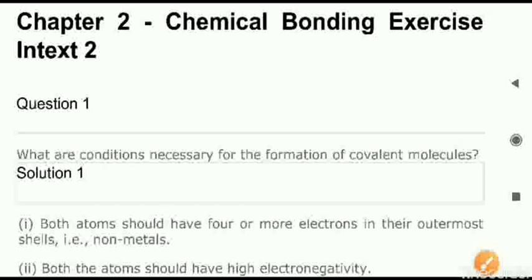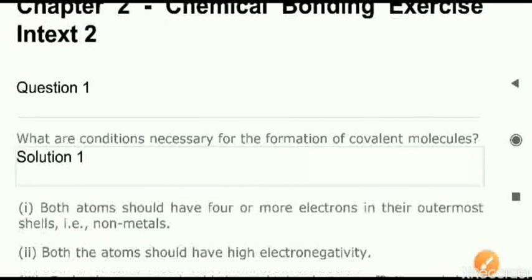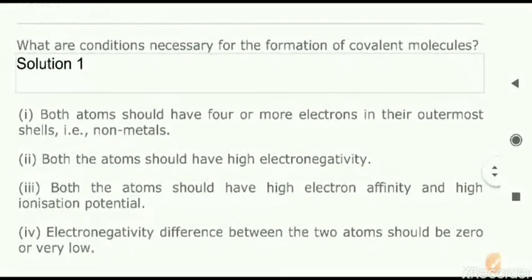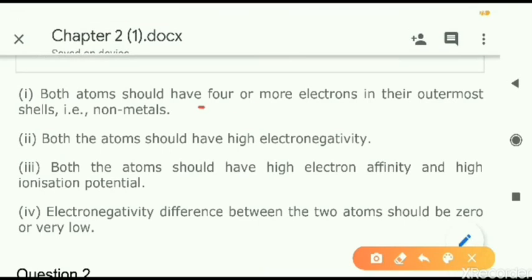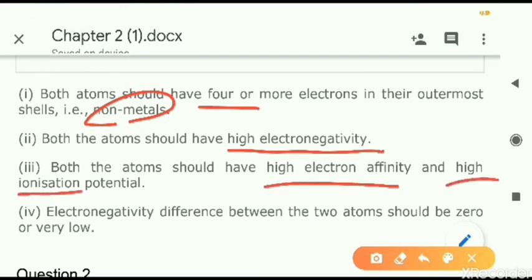So here we are with the in-text exercise number 2. Let us begin. Question number 1 is conditions necessary for covalent bond. So what are the conditions for this? First one is 4 or more electrons should be there in the outermost shell, and generally non-metals are there. Next, atom should have high electronegativity, high electron affinity, high ionization potential. These conditions are required for a covalent bond.